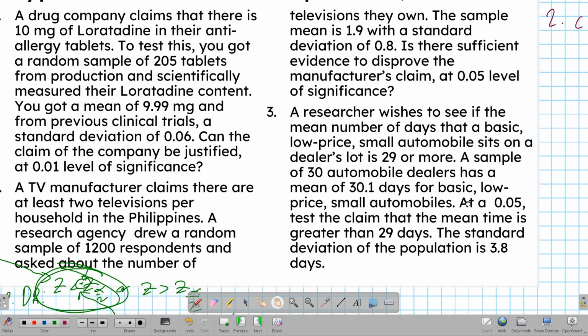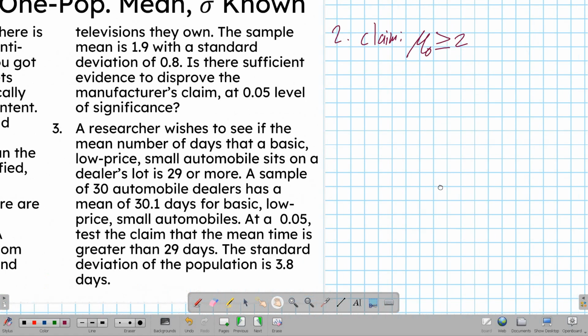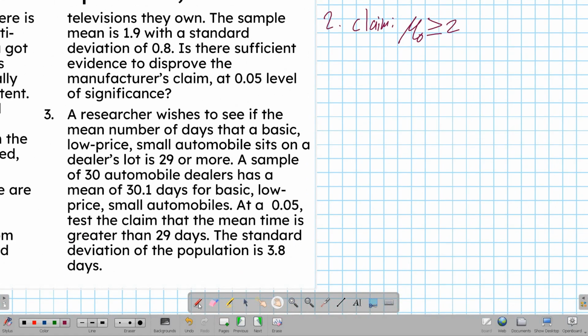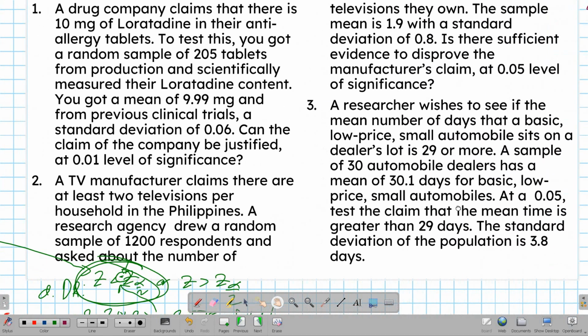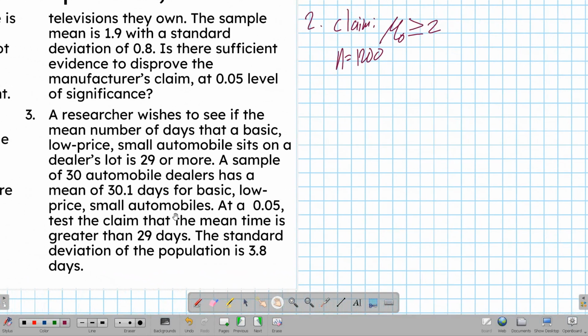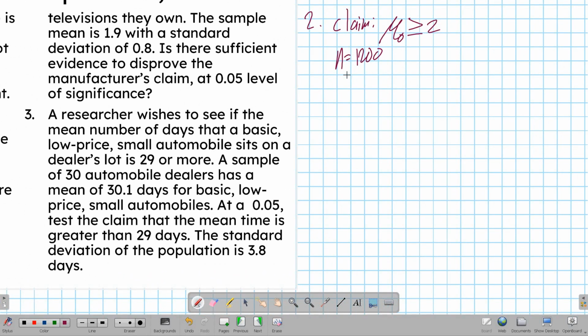So now, a research agency drew a random sample of 1,200 households, and they were asked about the number of televisions that they own. The mean from the sample is 1.9 with a standard deviation of 0.8. With alpha equals 0.05, would we have enough evidence to disprove the claim?